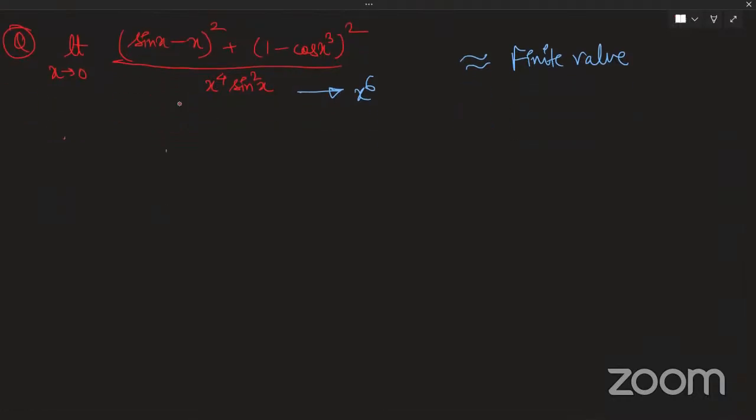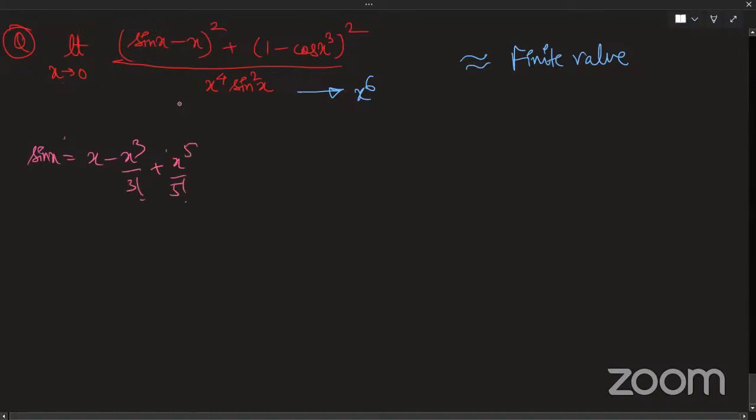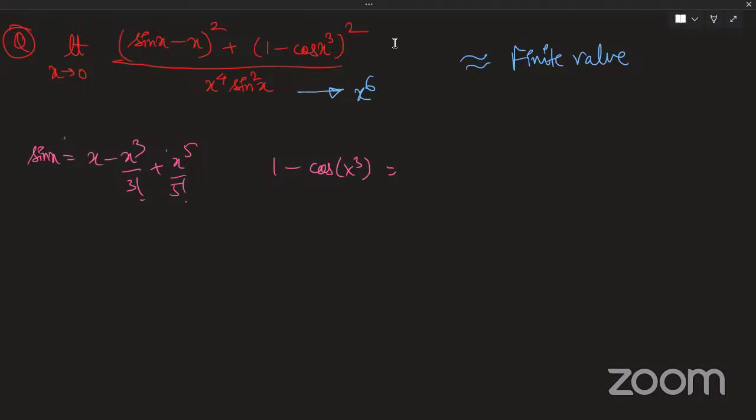Great. So sin x, how can you write sin x? You can write sin x as x minus x cube by 3 factorial plus x raised to 5 by 5 factorial. Take this x to this side, so you get the expansion of sin x minus x. Then you can square it and check what power of x raised to 6 is coming. What about 1 minus cos of x cube? You can apply your formula for 1 minus cos of theta and then do it.